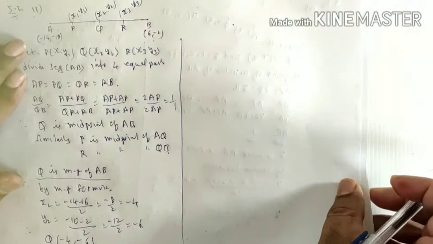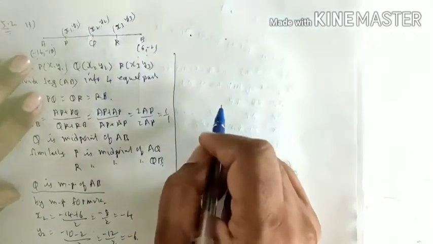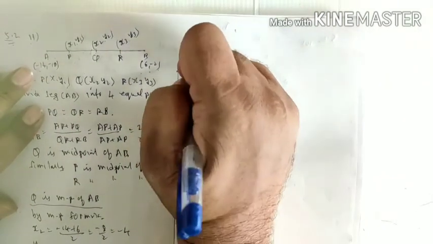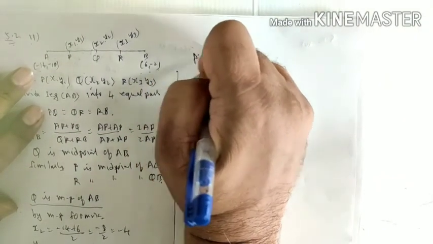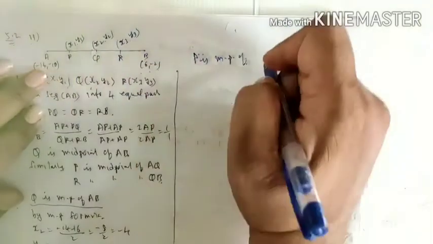Now we shall find P. So we shall write here first, P is midpoint of AQ.